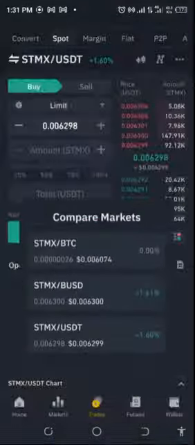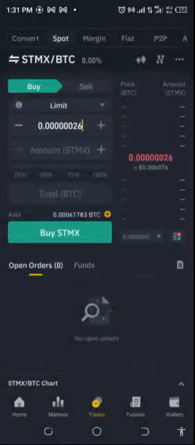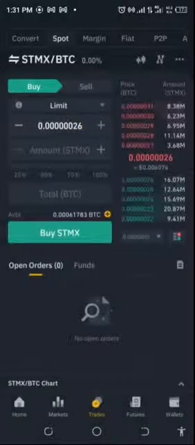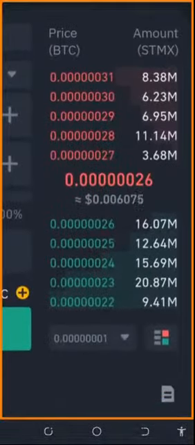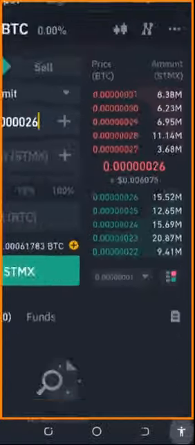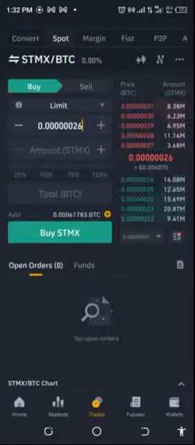So I'm going to go straight to using STMX BTC. And before I do anything, let's take a look at this market price. The market price is 0.000026. Now I'm going to still sell by limit, okay? But this time around, I want to buy by limit, and I'm going to choose one of the prices here.